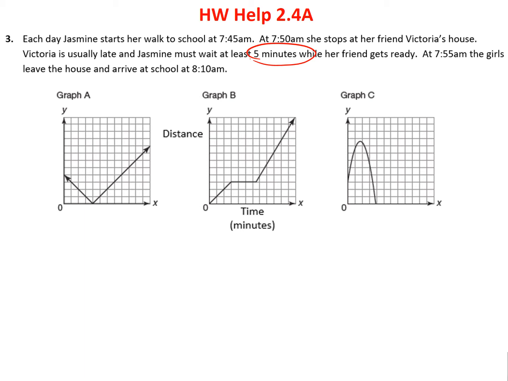So if you imagine we're starting at 0, we're going to walk to our friend's house, we're going to stay a while, and then we're going to take off. So you can see graph B looks like the better graph solution here. Here, we start someplace else and go someplace. This is kind of a round one again. So our answer is going to be B.